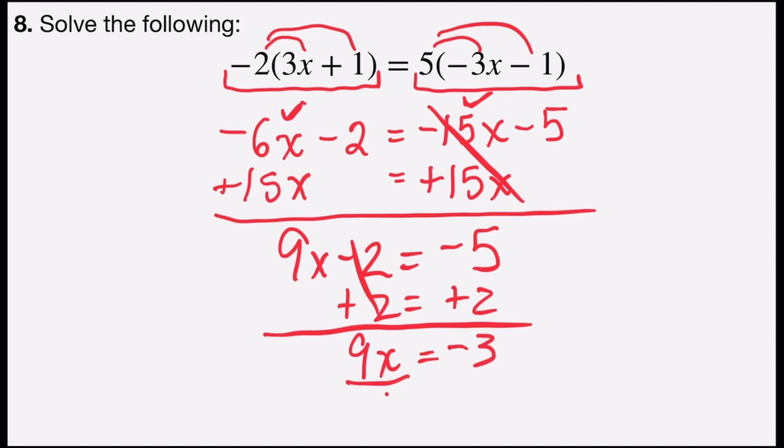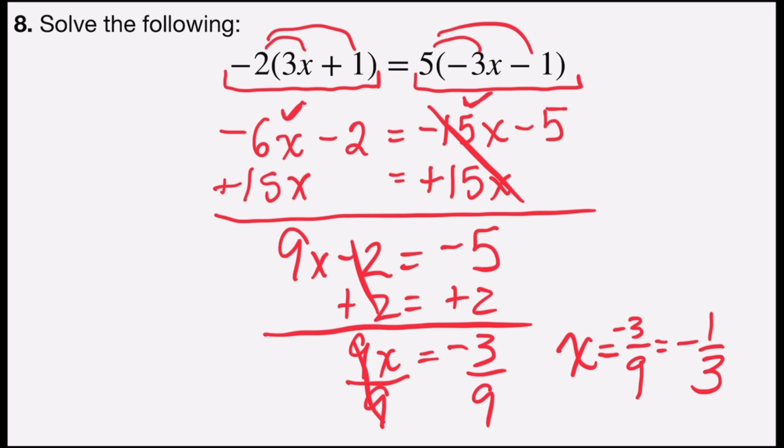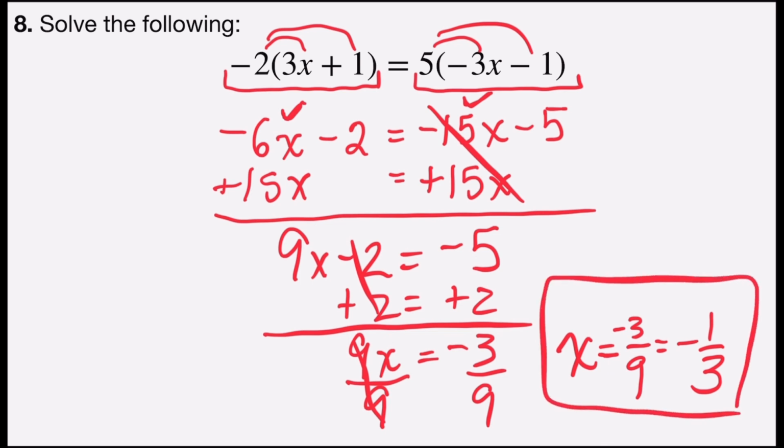Last step, I'm going to divide both sides by 9 in order to make my coefficient equal to 1. So 9 divided by 9 is 1x, and negative 3 divided by 9 is not a clean division, and so I'll just express it as negative 3 over 9. However, both of these have a factor of 3, and so that fraction in simplest form is negative 1/3. So my answer is x is equal to negative 1/3.